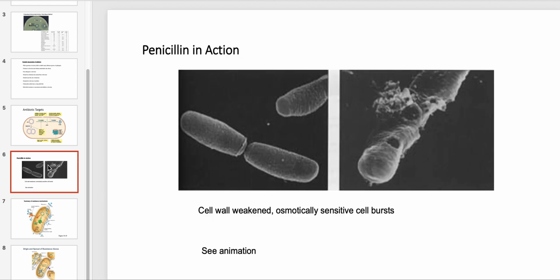So here's an image of penicillin in action. You see these microbes growing, but their cell wall is weakened by the action of penicillin. They become osmotically sensitive, and then they burst. And so I say here, see animation.